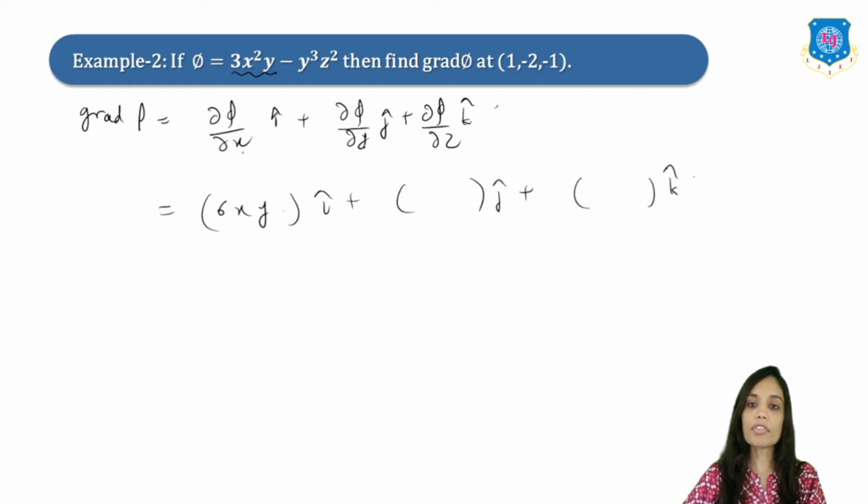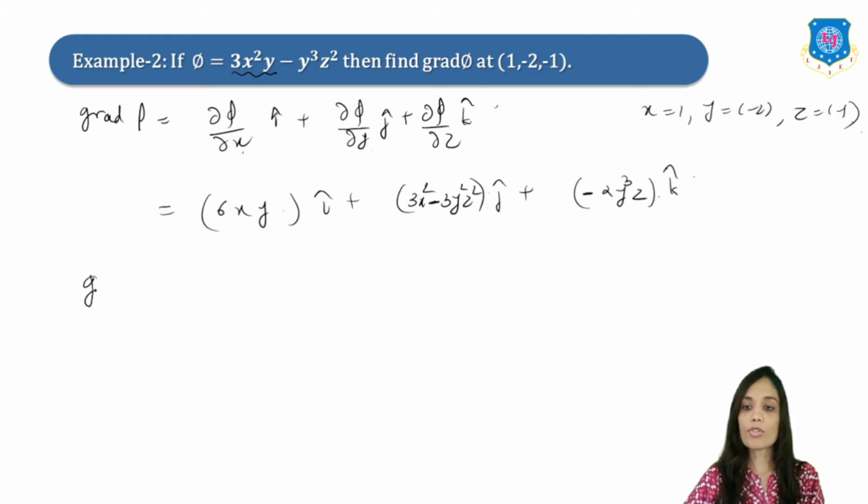Now we have to differentiate with respect to y. The answer will be 3x square minus 3y square z square. And lastly we find the partial derivative with respect to z. Here it will be minus 2y cube z. Now we have to put in the values of x, y, z. So x is 1, y is -2 and z is -1. Let us put the values in this gradient of phi.